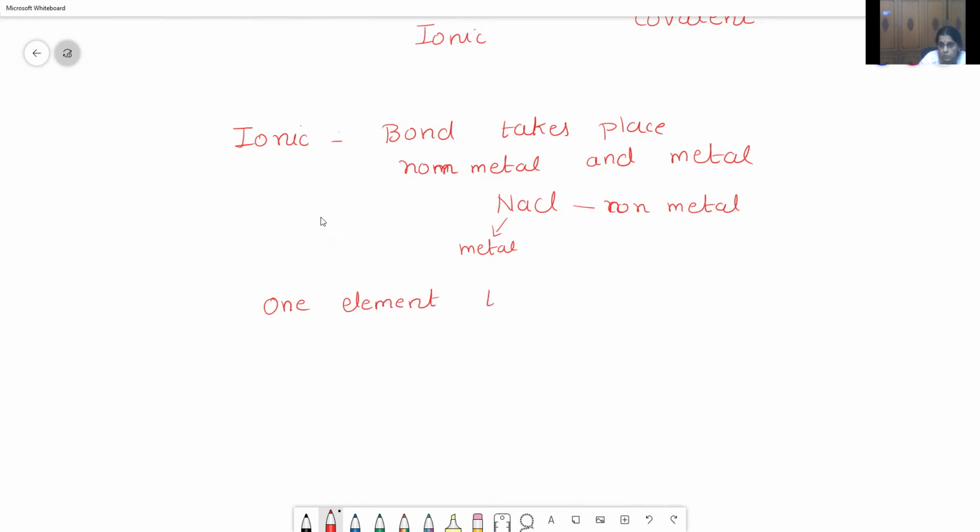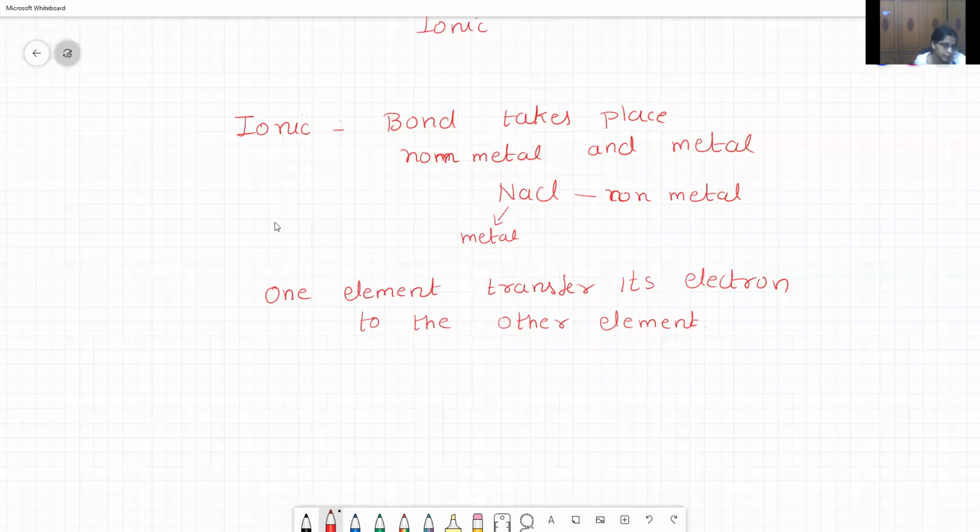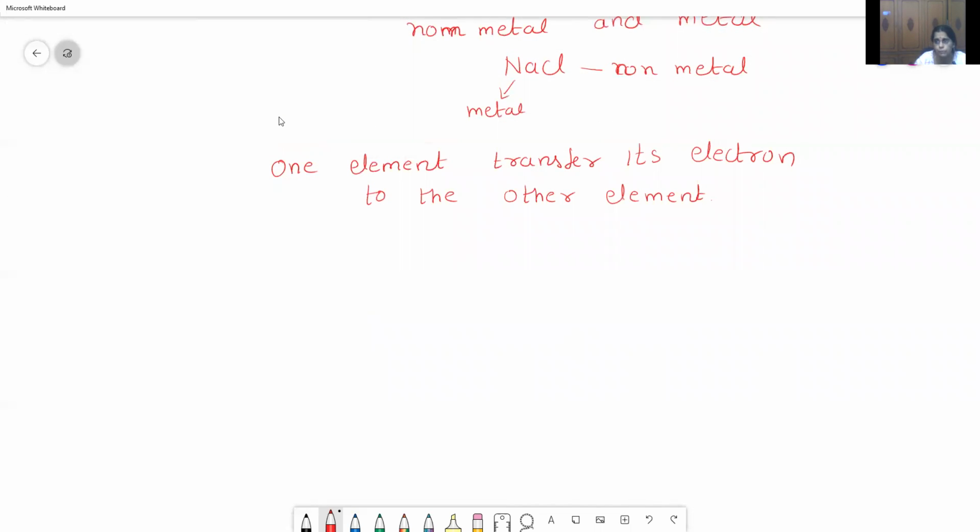So now what happens in this ionic bond is that one element will transfer its electron to the other element. Okay, so there is a transfer of an electron. So let us understand this with an example. So I am going to give an example as potassium fluoride.